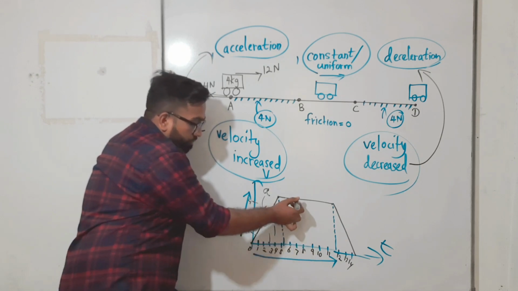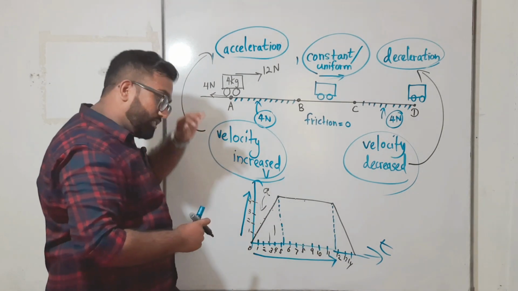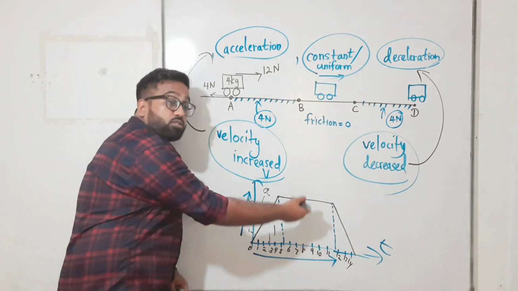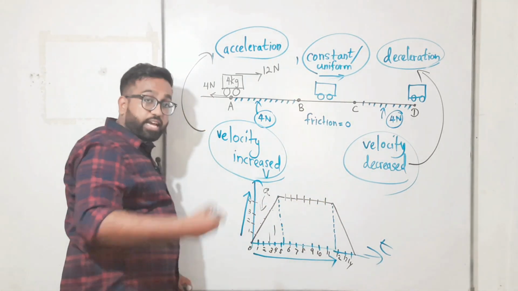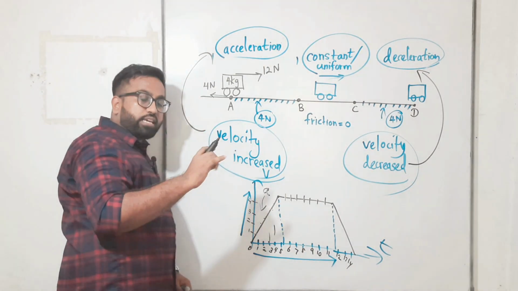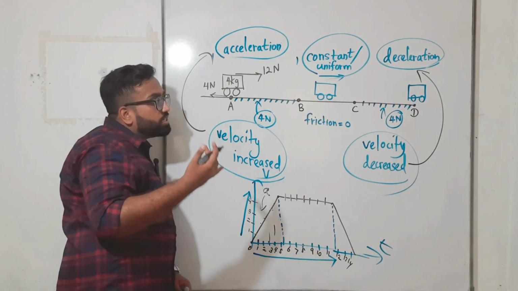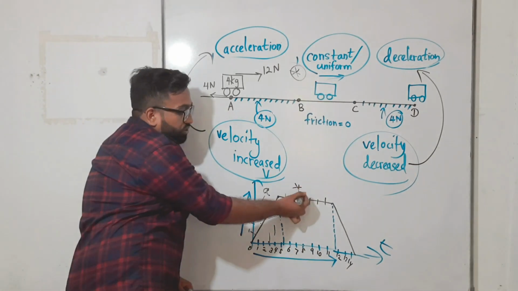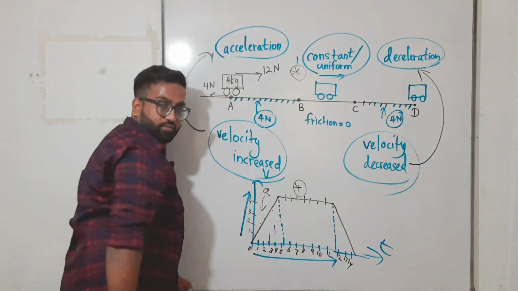Here, time is 6, velocity 4. Time is 7, velocity 4. Time is 8, velocity 4. Time is 9, velocity 4. Time is 10 seconds, velocity again 4. Time is 11 seconds, velocity again 4. Time is 12 seconds, velocity again 4. Same velocity, isn't it? Time is passing, but the velocity is the same. So velocity is not changed, but time is changed. If the velocity is not changed, what is that? Constant velocity. So this graph shows constant velocity.